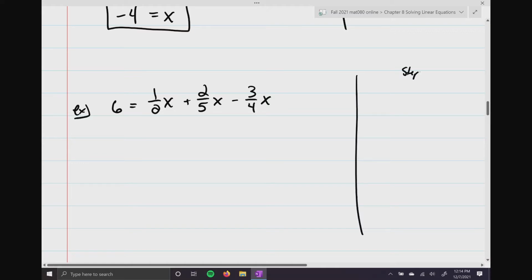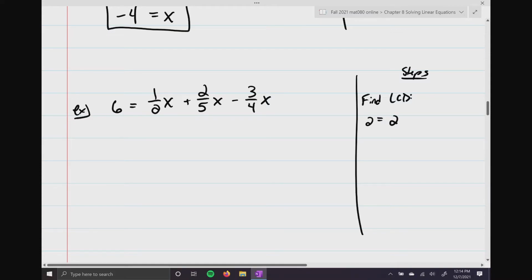All right, so I'm going to outline my steps here. So, step 1, do we see fractions? Absolutely. So we need to find an LCD. So to do that, underneath, I'm just going to write my LCD. I know how to find that.